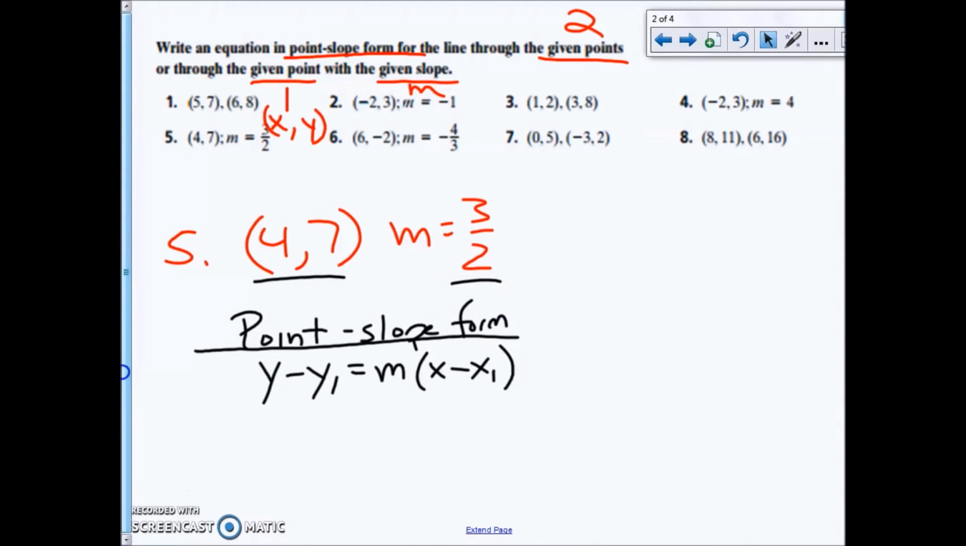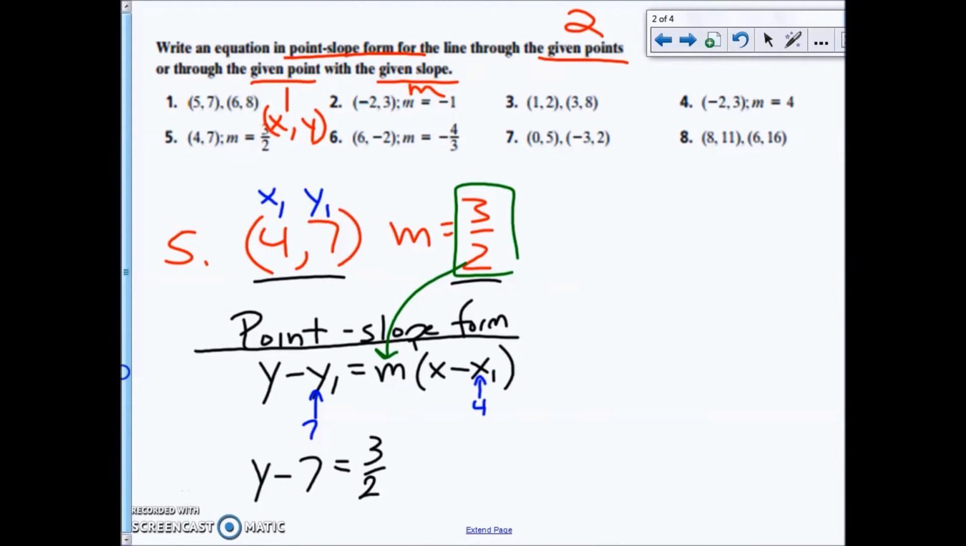Now we just have to figure out, okay, what goes where? Well, I see my 3 halves, that's my slope, so that's going to go right where my m is. And for my point, this would be my x1 and this would be my y1. So my x1 would be 4, that would go here. And my y1 would be 7, that would go here. So what does the equation now look like? Rewritten, I have y minus 7 equals 3 over 2 times x minus 4.